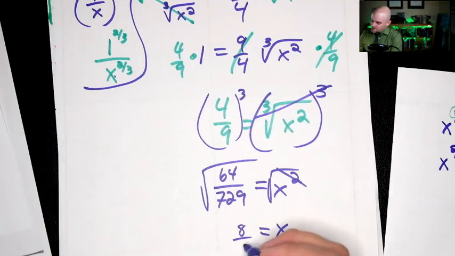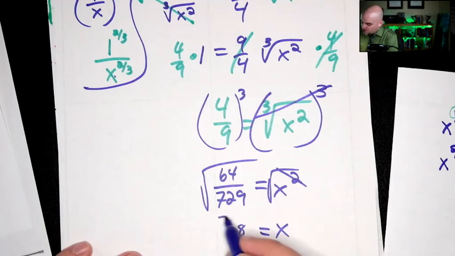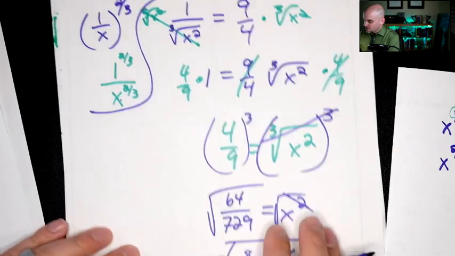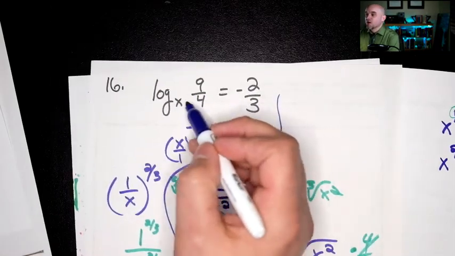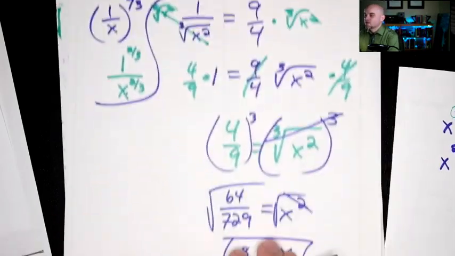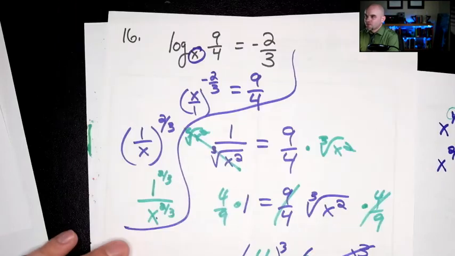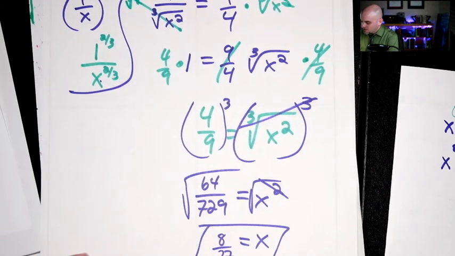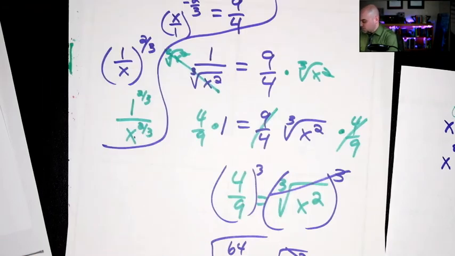And I get 27 there. So x breaks down into 8 over 27. You don't have to check this because we're not taking the logarithm of it. It's just the base. The base right here is 8 over 27. And we don't have a negative base. We haven't really talked about that in this class. So it's positive and life is good.